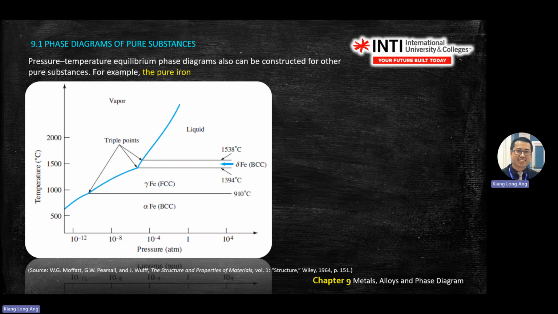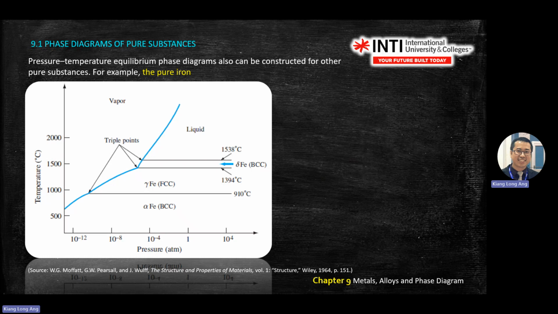This region, this empty region here, is all vapor. Although you increase the temperature, there's a combination between pressure and temperature, and it will give you a different state of matter. So the one over here is vapor. This is liquid. This one you can say is solid, and there is a delta there, BCC. So between 1394 and 1538, there is delta ferrum there, in BCC form.